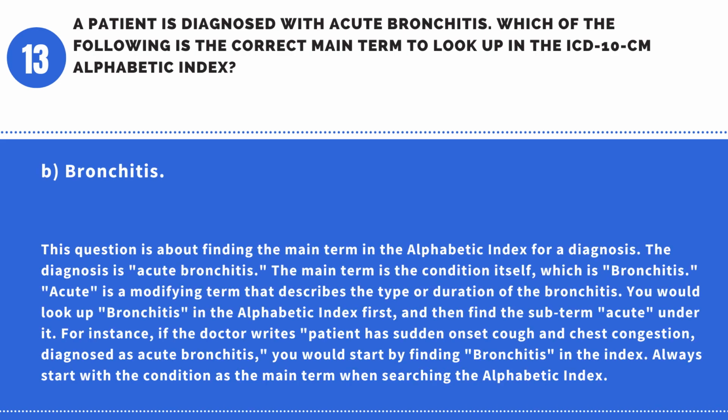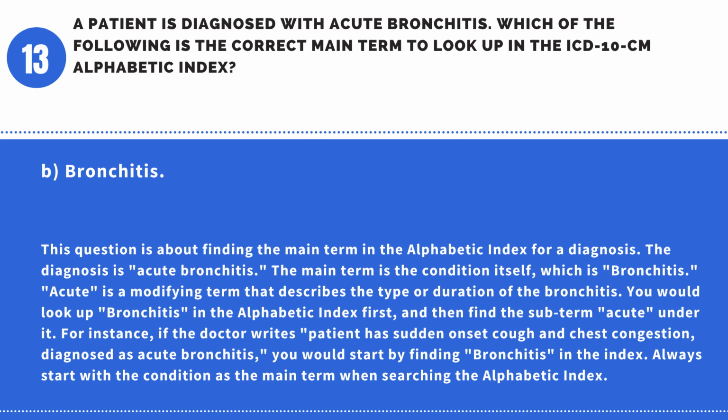Answer: B. Bronchitis. This question is about finding the main term in the alphabetic index for a diagnosis. The diagnosis is acute bronchitis. The main term is the condition itself, which is bronchitis. Acute is a modifying term that describes the type or duration of the bronchitis. You would look up bronchitis in the alphabetic index first, and then find the subterm acute under it.